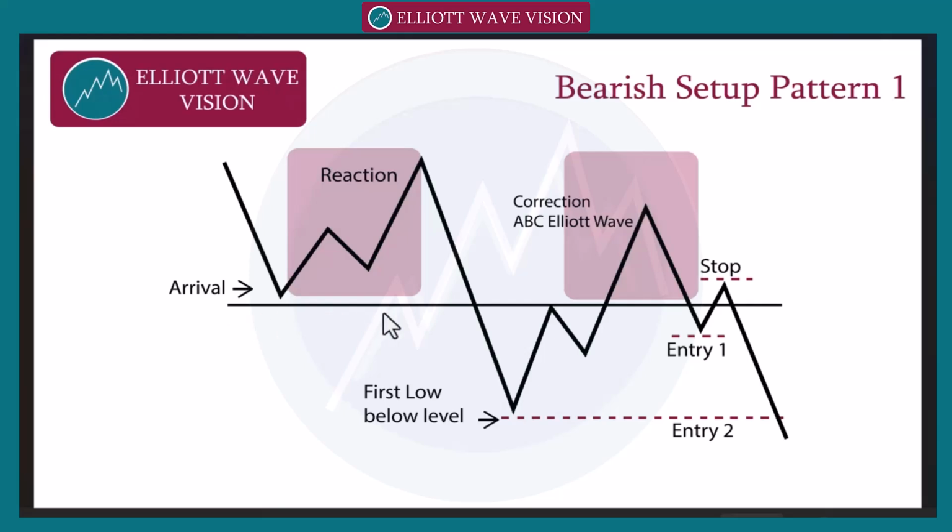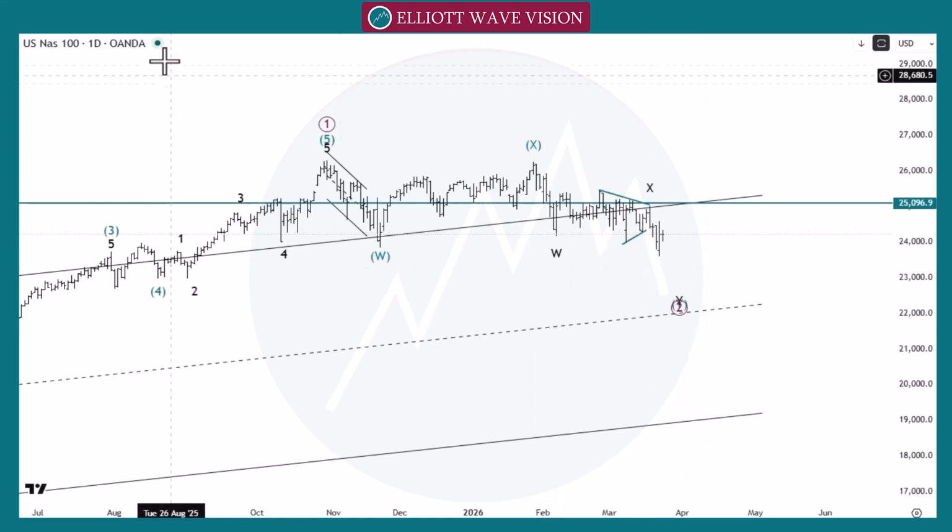At 24,000, market gave us the arrival, reaction, first low below level. After this first low, now we need to wait for this correction as A, B and C. Then we will go with this wave B directly towards the 23,000, or we need to refine our entry in lower time frame. In 1 hour time frame, from this point to this low, in lower time frame, from this low to inner wave B. So let's check the possibility in 1 hour time frame.